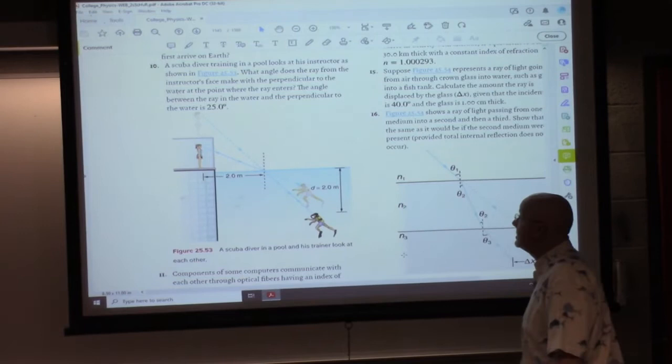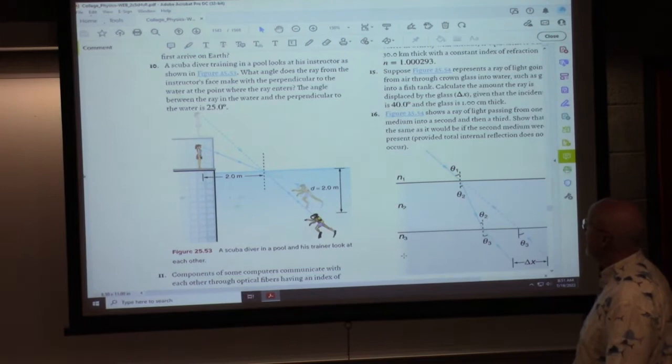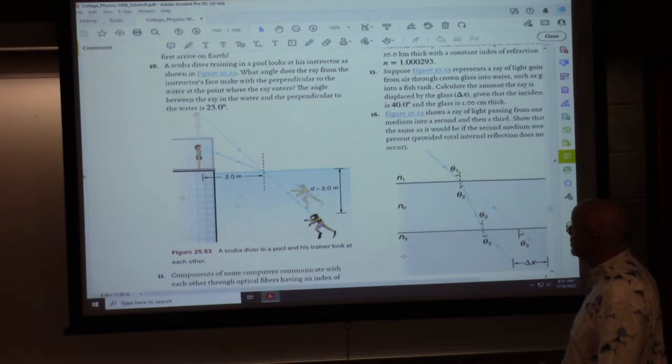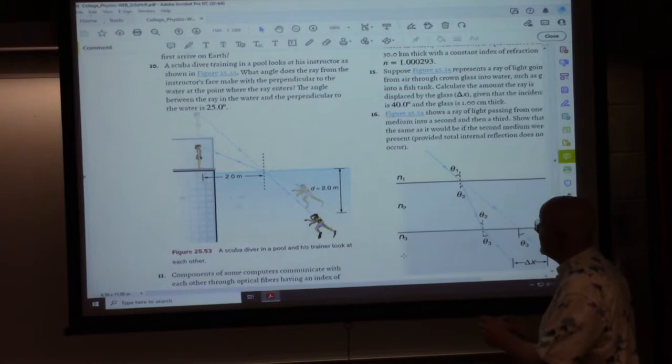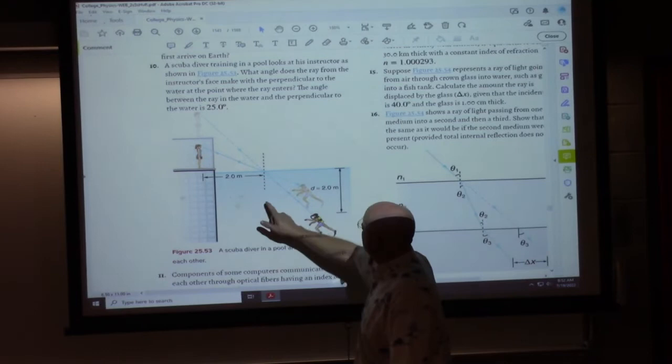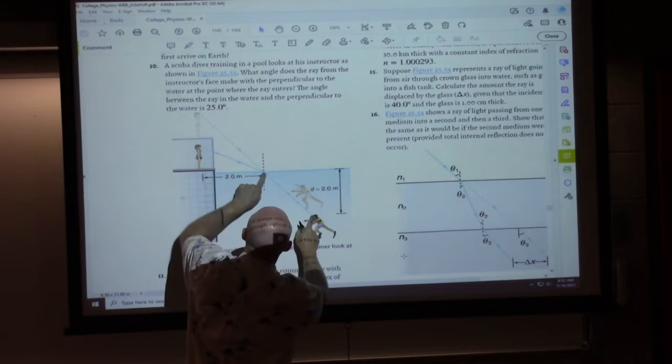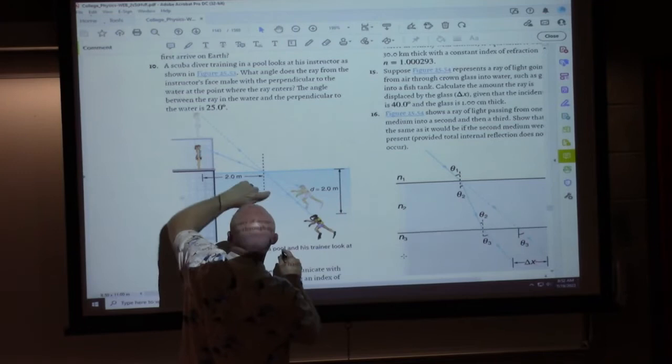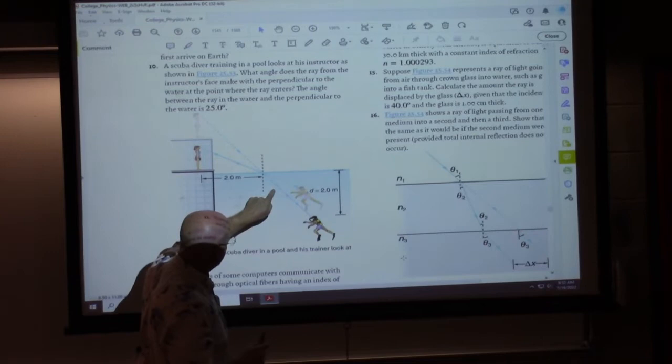Well, let me read the question here. It says, a scuba diver training in a pool looks at the instructor as shown in the diagram. What angle does the ray from the instructor's face make with the perpendicular to the water at the point where it enters? The angle between the ray in the water and the perpendicular to the water is 25 degrees. He doesn't show it in the diagram, but they're calling this angle here the 25.